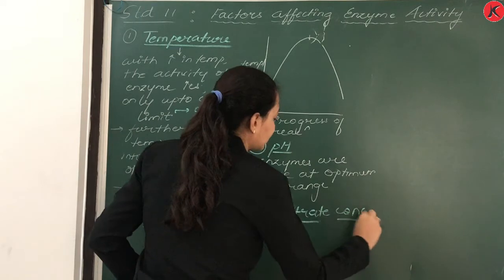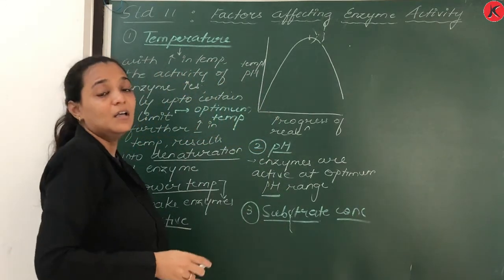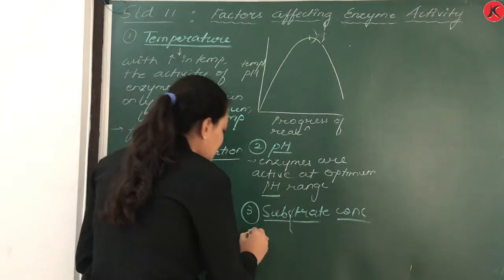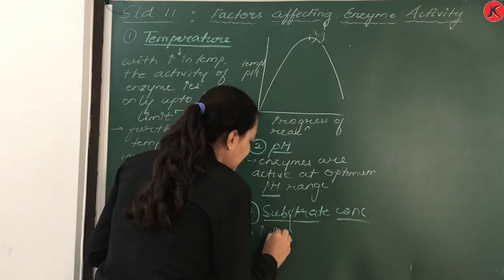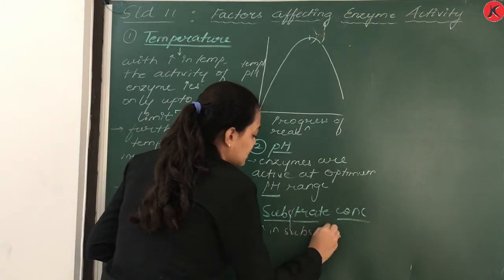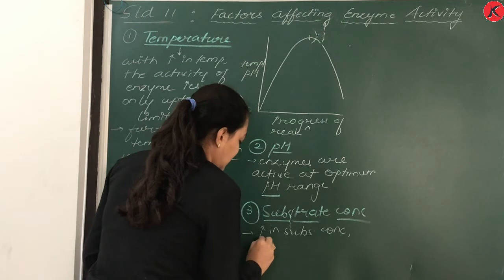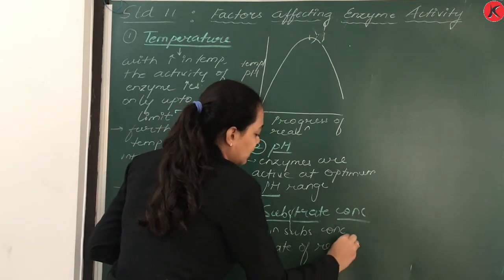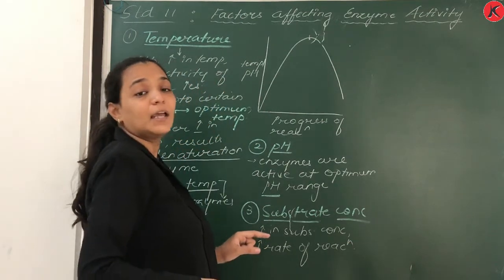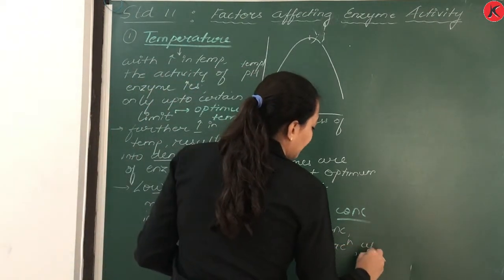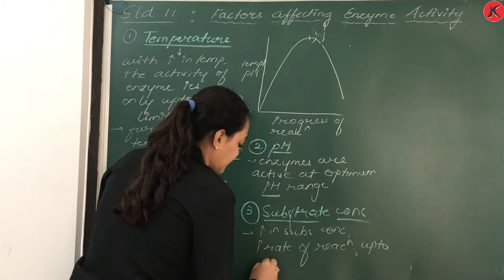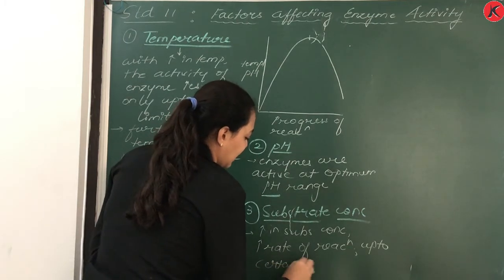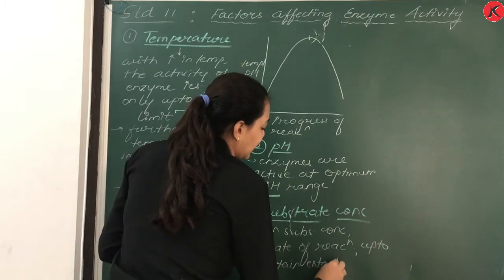The third factor that affects enzyme activity is the substrate concentration. The third factor which is very important is the substrate concentration. So here also, an increase in substrate concentration increases the rate of reaction, right? But again up to a certain limit, up to a certain extent. Why a certain extent?